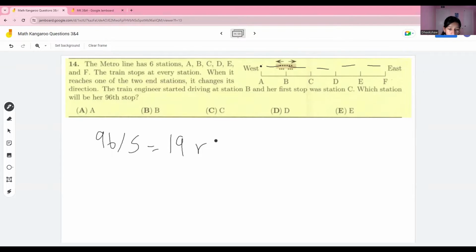19 remainder 1. So she moves back and forth 19 times, and then there's one more remainder, so she moves one more station. If her first stop is at station C, then if you add one, it becomes station D, which is why the answer to this is D.